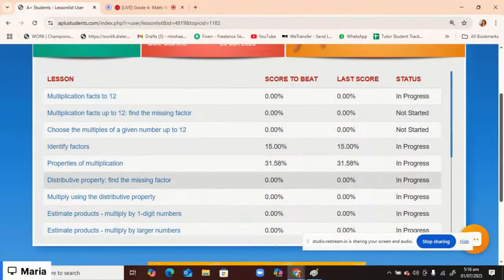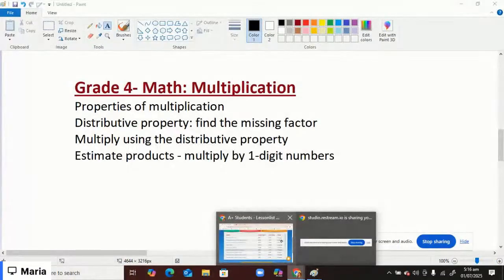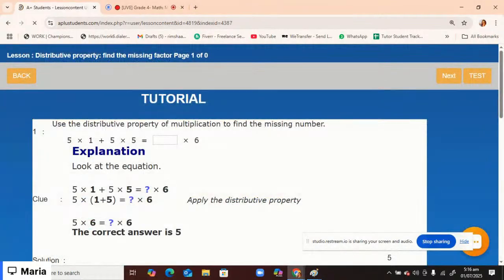Now, distributive property, find the missing factor. Distributive property, find the missing factor. So here, what is the distributive property? And find the missing factor.